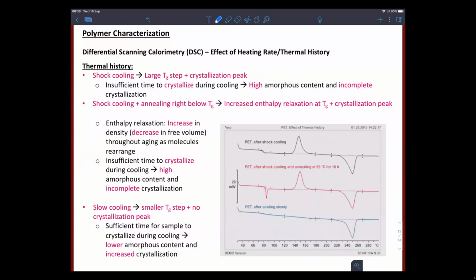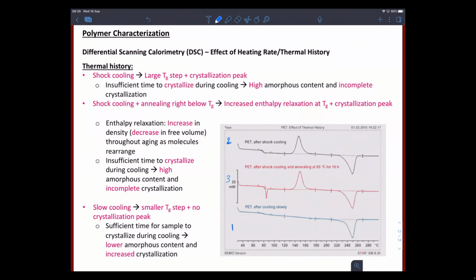So this slide illustrates the influence of the thermal history on a PET sample. So the sample was cooled under different conditions. First, it was cooled very slowly. Let's take that as number one at the bottom there. The second was actually shock cooled. This is this one at the top here. I don't know why they're in a random order. And the third was shock cooled and annealed at 65 degrees C for 10 hours. And that means that it's stored at a temperature somewhat below that of the glass transition temperature.